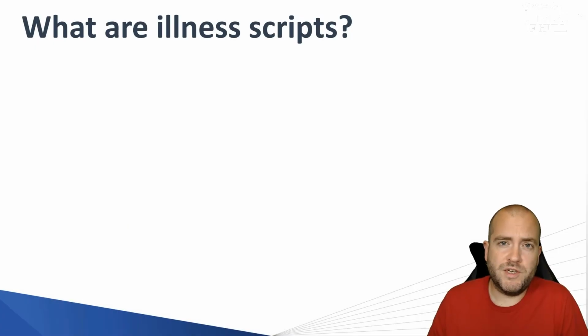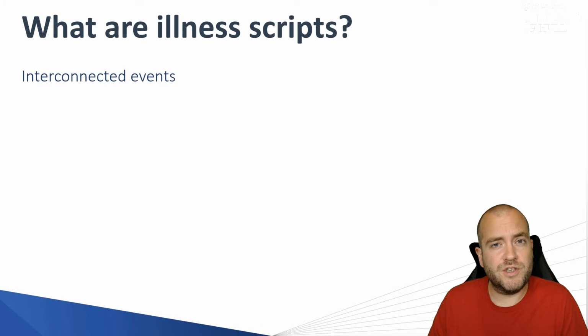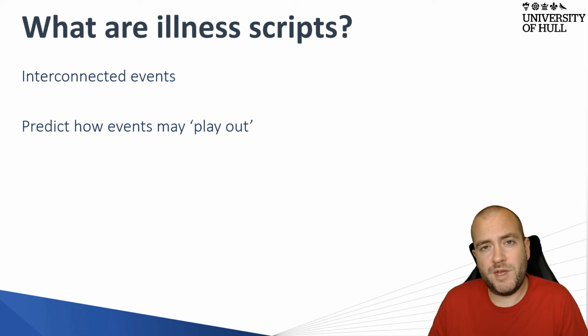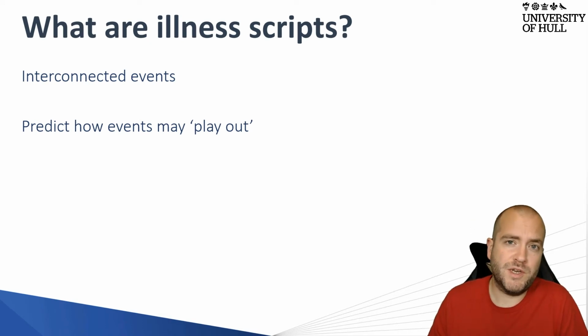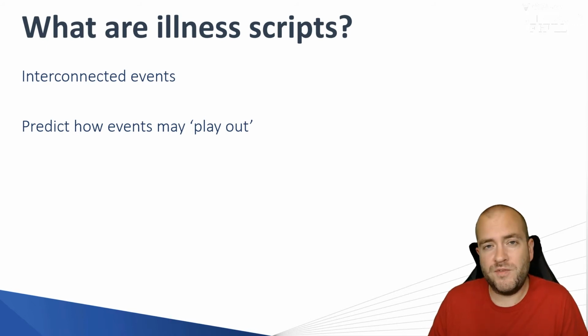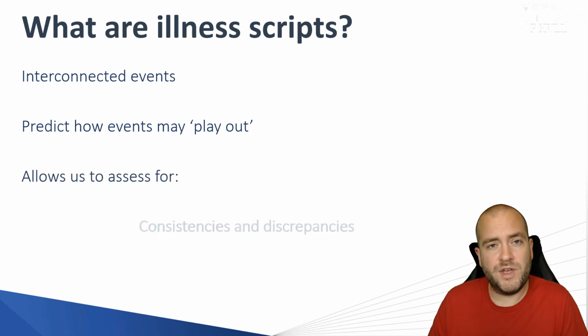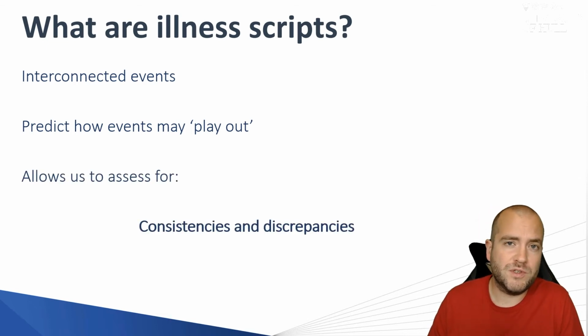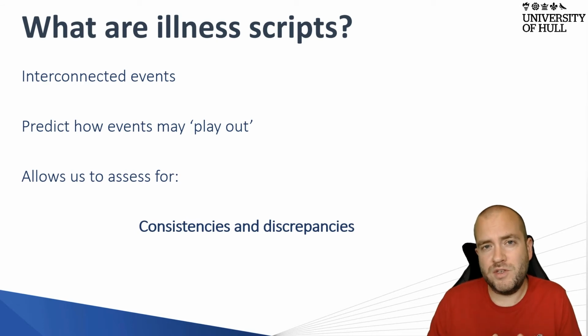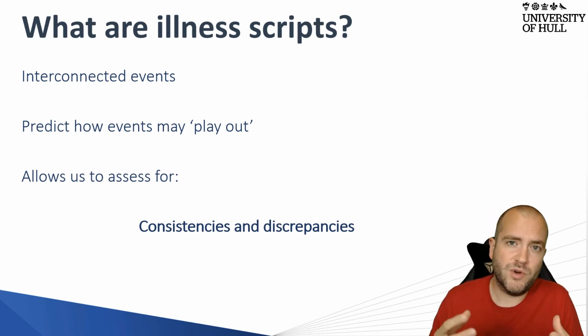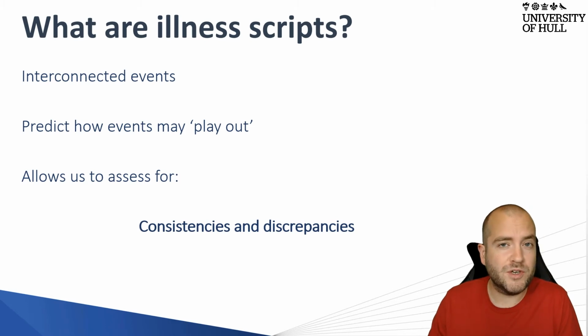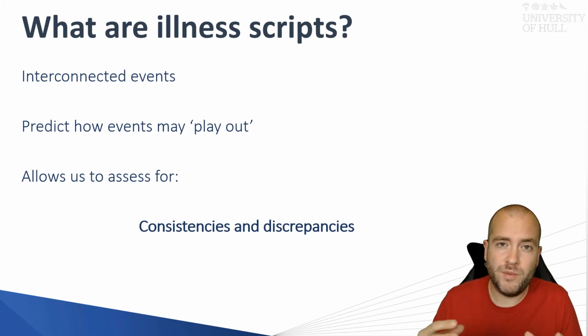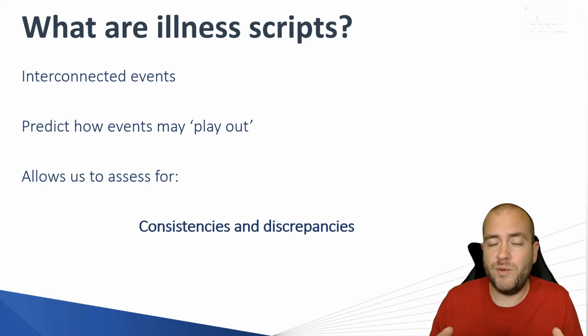So illness scripts in relation to medicine or patients are essentially just a list of interconnected events that you've experienced in the past. They help you predict how events may play out in the future by relating those past patients you've seen to how well or unwell they've become in their management plan, and what kind of things and interventions have helped them. So they allow us to assess for inconsistencies and discrepancies, in that in some patients we can see consistent things across symptoms, signs or examinations, but they allow us as well to compare the discrepancies to what we already know, which is important to pick up those patients where we're building a differential diagnosis where things might not be essentially clear.